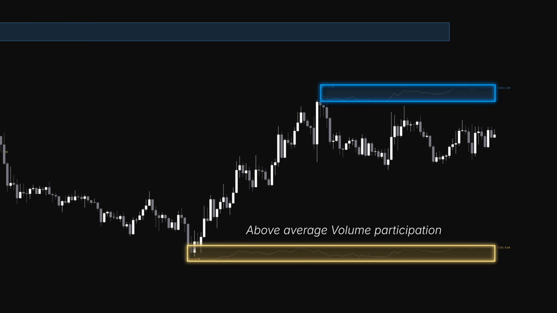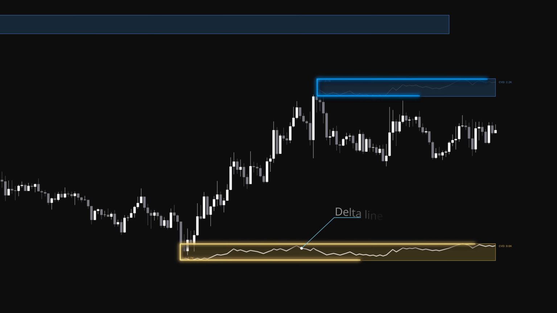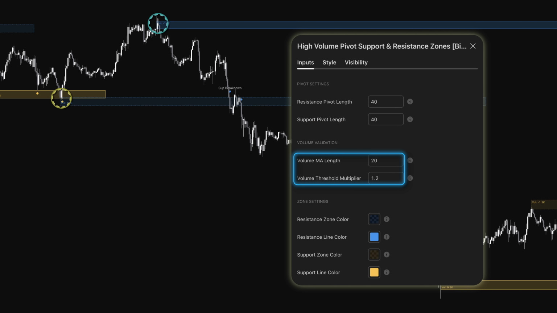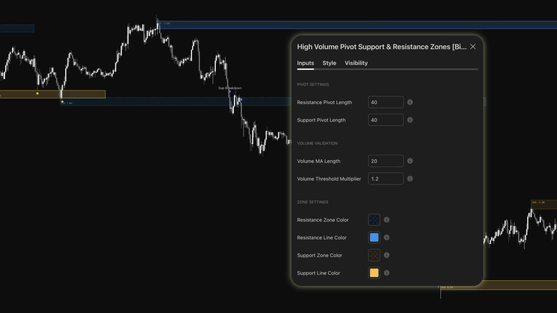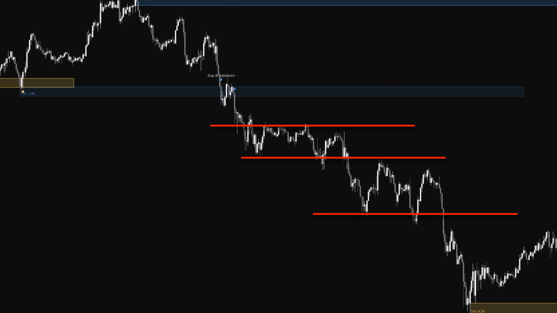Each zone is drawn as a box, padded by ATR so it has some width, and inside that box it plots a cumulative volume delta line, which shows whether buyers or sellers were in control while the level was building. It looks for pivot highs and lows on a 40-bar lookback, and it validates a pivot only if the volume on that bar was above its 20-period average by a factor of 1.2. If that volume threshold is not met, the pivot is ignored and no zone appears.